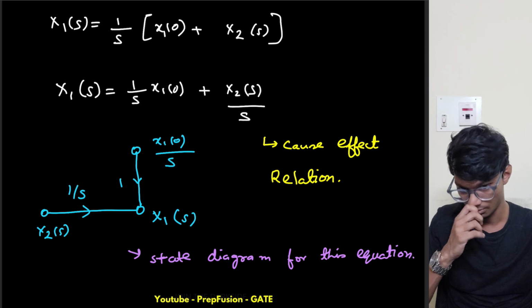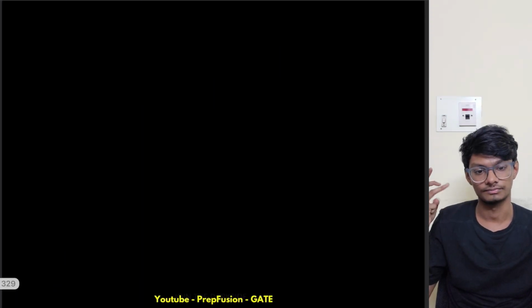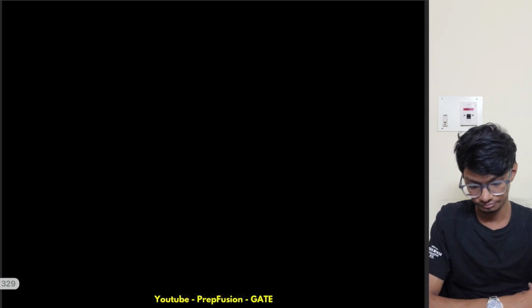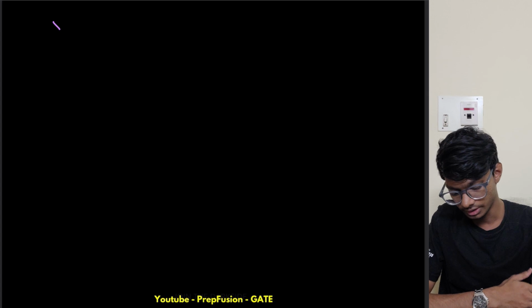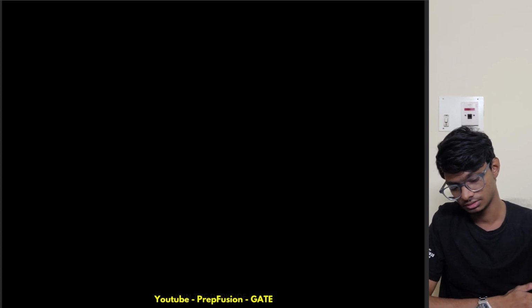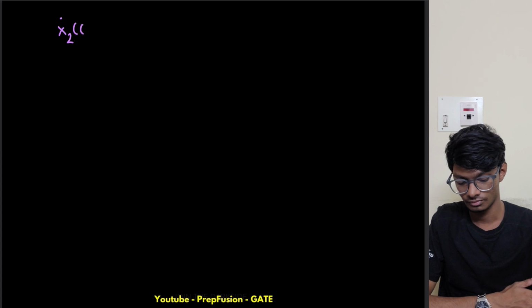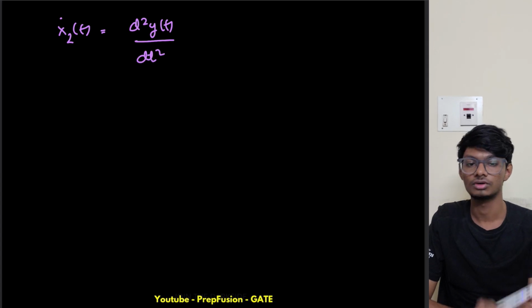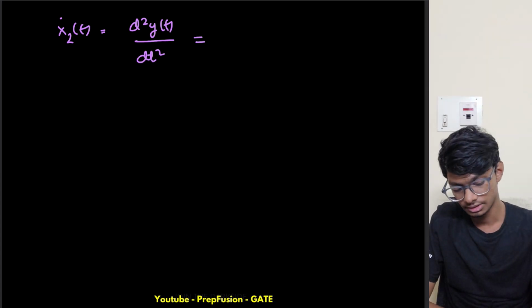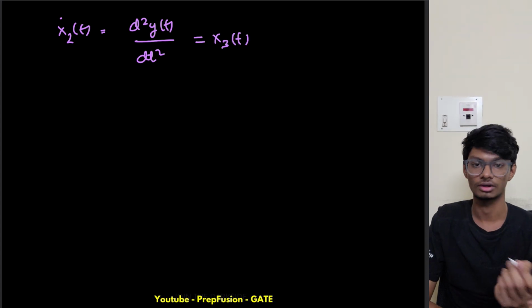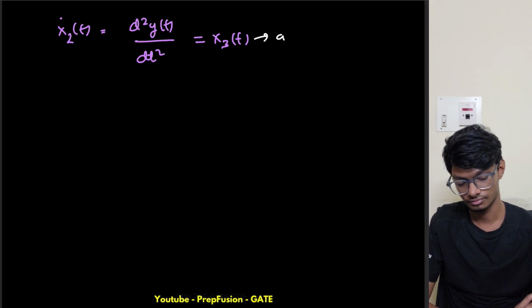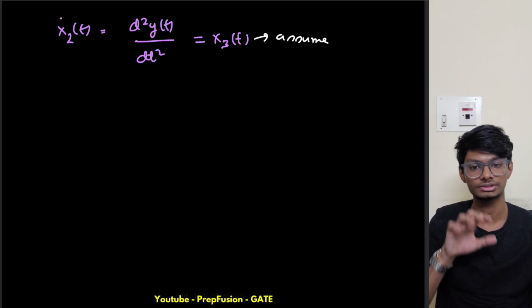State diagram for this equation. Now let us use the second equation. What is the second equation? One more equation that we have: we know that x2 of t equals d square y by dt square. Now what we'll do is assume another variable, x3 of t. This is not a state variable, we just assume it for now for ease of calculation.